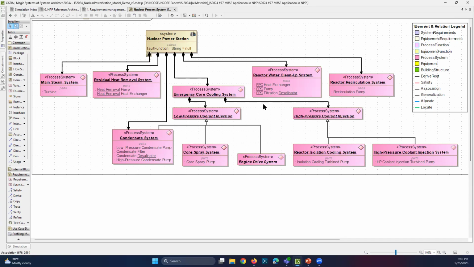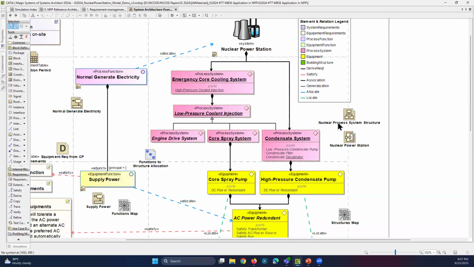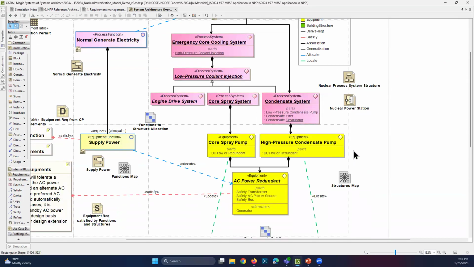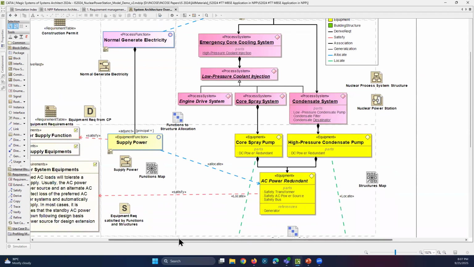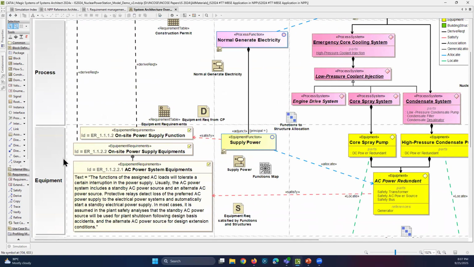Then we are also able to analyze, for example, the low pressure cooling injections: how many types of cooling injection are available as systems. So those are the things that we're able to analyze. Once this is done, we are able to go down into the detailed design. This is where we get into the equipments.